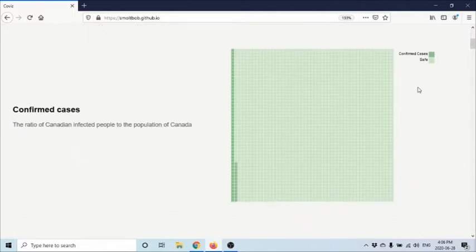We start by Canada. Here in this waffle chart, you see the ratio of Canadian infected people to the population of Canada. If you hover here, you see the population belongs to safe. And here, you see the population belongs to confirmed cases. 2.52% out of the whole population was reported to belong to confirmed cases.